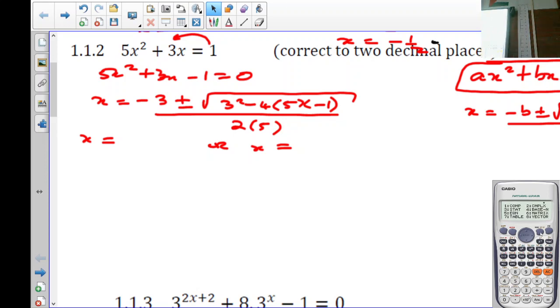So it's going to be negative 3 plus the square root of 3 squared minus 4, a is 5 and c is negative 1, over 2a, 2 times 5. Alright, that gives us negative 3 plus or minus the square root of 29 over 10. Very importantly at this point, the question says to 2 decimal places. So if you write your answer in that form, you're going to lose the marks. Okay? So the answer is 0.23.